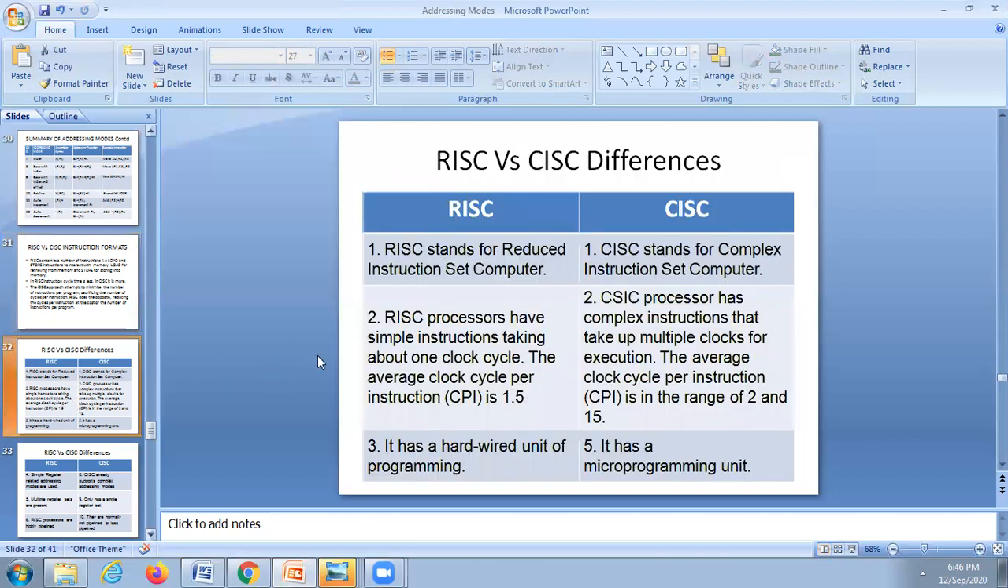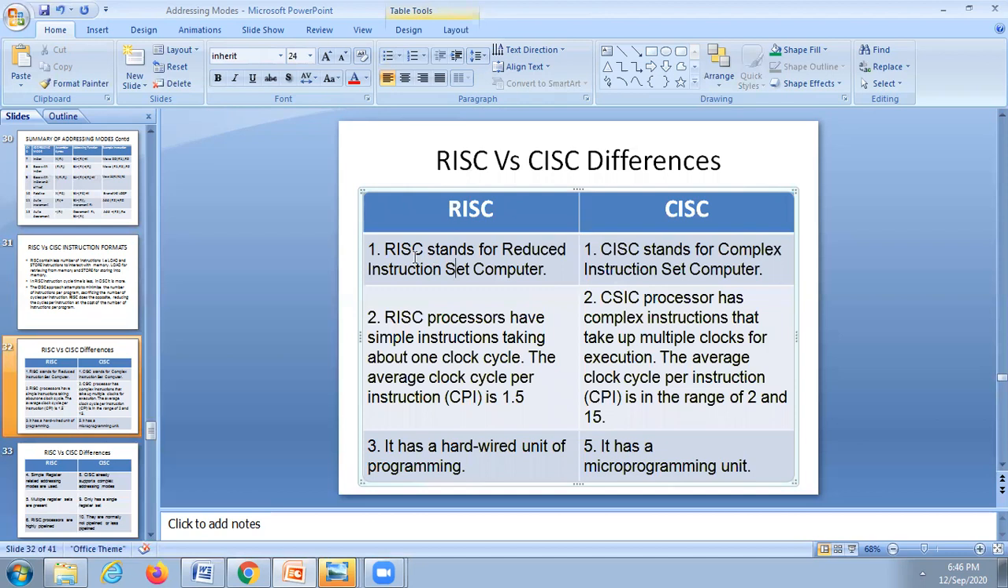Here, we will go through the differences which are given in the table. The first difference, I will go through it. If necessary, I will explain in more detail here. RISC stands for Reduced Instruction Set Computer. This is the abbreviation. The full form is Reduced Instruction Set Computer. The name itself says reduced instruction set. That means it has a smaller number of instructions.